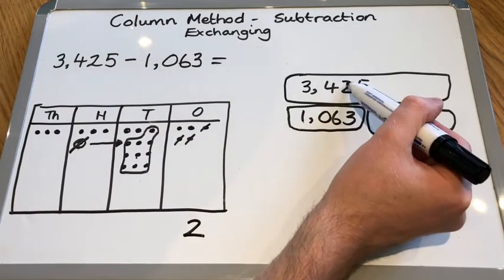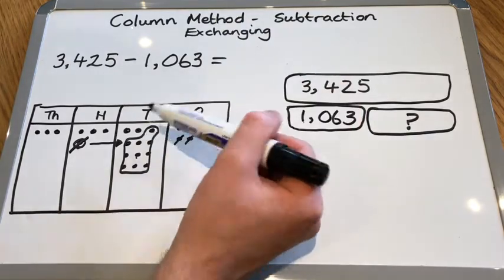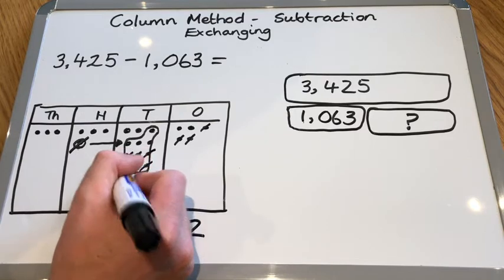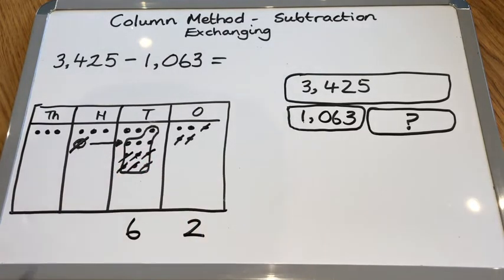So it was 2, take away 6, but it's now 12, take away 6, or 60. Of course, that's a half, isn't it? So we're going to have 6 tens left.